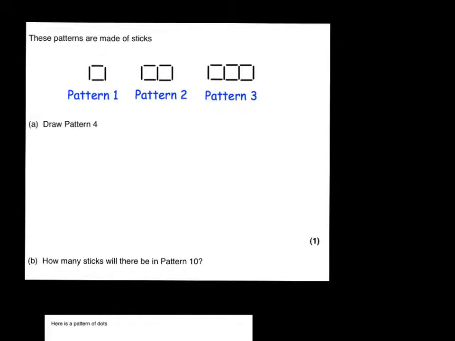Okay, so these patterns are made of sticks, and you've got pattern 1, 2 and 3 shown. And it's asking you to draw pattern 4. So the first thing you need to do is have a look at the visual. Can you spot what's happening?